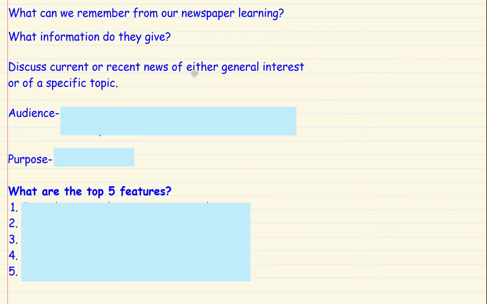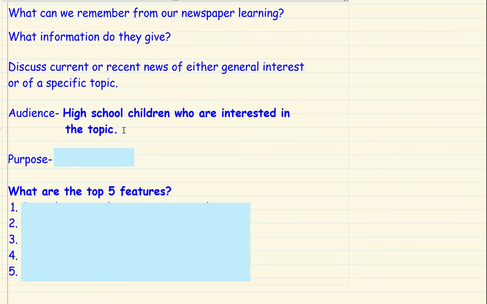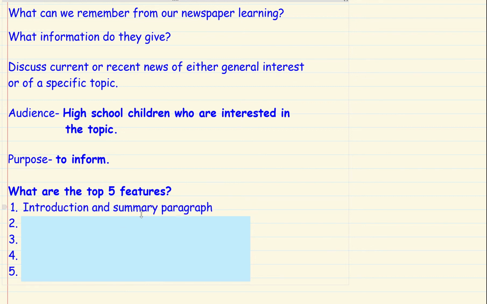The information they give, they discuss current or relevant news. They tell us about events happening in the world, near us, or the other side of the world. Our audience, it's just anyone interested in the topic, but we are looking specifically at high school children interested in space. Our purpose, we're not entertaining them, we're not persuading them, we are informing them, so we are telling them the facts. Our top 5 features, first one, introduction and summary.